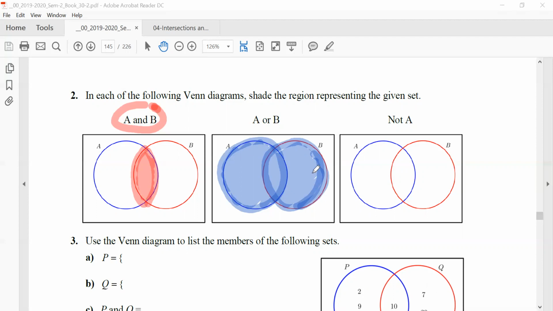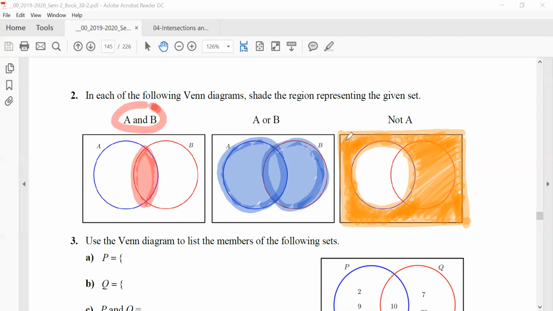Not A says, what I'm going to do when I get not A is I'm going to think about, first off, here's A. There's A. Well, if I want not A, it means I want everything that is outside of the region A. So anything out here. Now, in our next lesson, you're going to get the same questions again, but we'll step them up a little bit. But for now, not so bad.